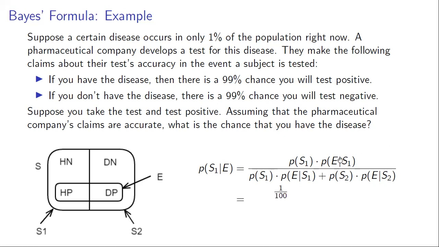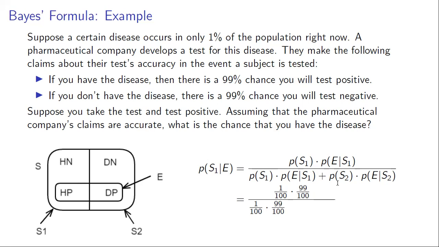Okay. Now, what's the probability of E given S1? So again, if I know that I have the disease, what's the probability that I test positive? Well, the company told us if you have the disease, there is a 99% chance you will test positive, and we're taking them at their word. So probability of E given S1 is 99%. Again, the probability I will test positive, given that I have the disease, is 99 out of 100. Now we need to divide this by probability of S1 times probability of E given S1, which we already know what that is. That's this.